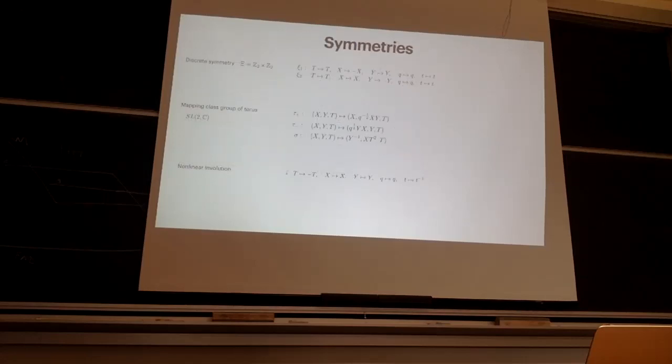Now symmetries. This construction admits a bunch of symmetries, which will be important for later. There's a discrete symmetry called theta symmetry, which is Z2 cross Z2. It inverts the signs of x and y respectively, and does nothing with q and t. And then the mapping class group of the torus also acts on all the generators: tau plus, tau minus, and sigma. Just the standard one. You should think of tau plus as something like the matrix (1, 1; 0, 1), and tau minus is the other one.